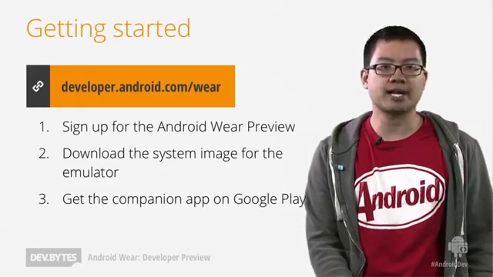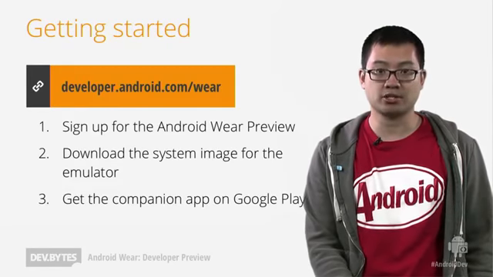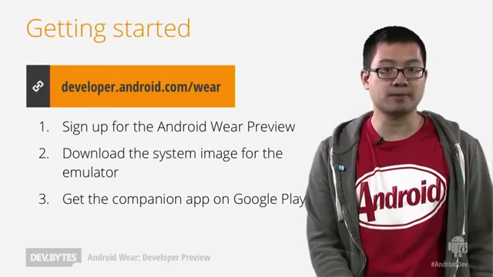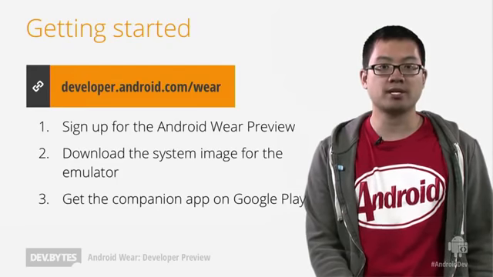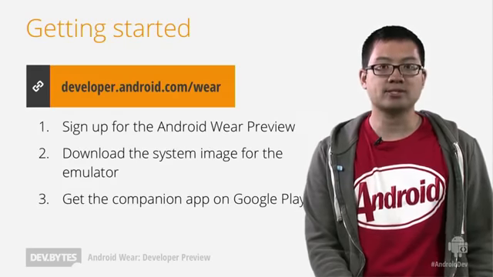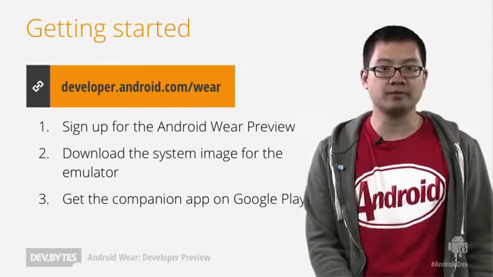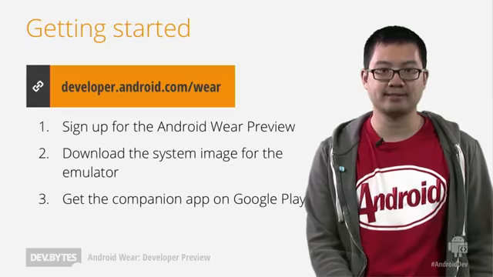First, go to developer.android.com, where you can sign up for the developer preview and browse the documentation. You should also download the system image from the SDK Manager to create an Android virtual device with Android Wear. Finally, install the Android Wear Preview app and run it on your Android phone that is connected to your emulator. At this point, you'll have your development environment set up and ready to go.